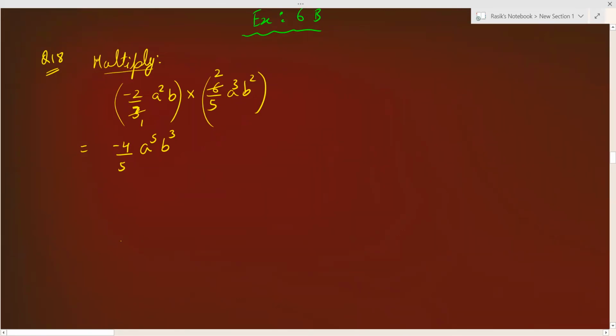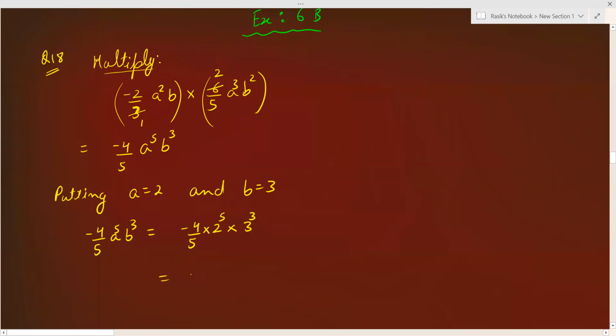Now verify your result for a equal to 2, b equal to 3. You don't have to verify anything; you just have to put the value of a and b, nothing else. So putting a equal to 2 and b equal to 3, you just have to see what the answer is. So minus 4 upon 5 a to the power 5 b to the power 3 is equal to minus 4 upon 5, now in place of a put 2, 2 to the power 5, and in place of b put 3, 3 to the power 3. So this is minus 4 upon 5 into 2 to the power 5, which is 32, 3 to the power 3, which is 27.